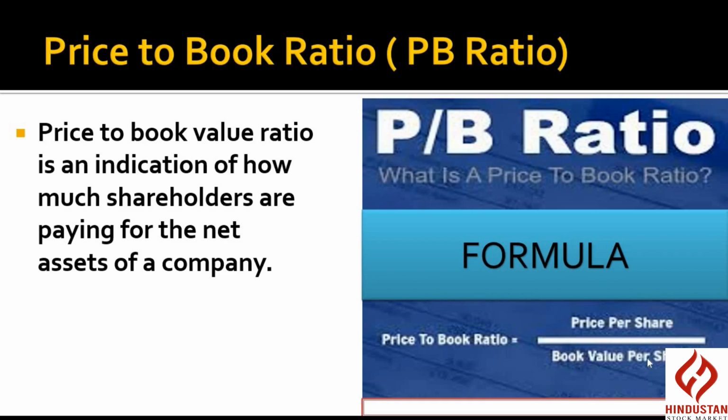See, price to book ratio is an indication of how much shareholders are paying for the net assets of a company. Generally, a lower price to book ratio could mean that the stock is undervalued. However, again the definition of lower varies from industry to industry. There should be an apple to apple comparison while looking at price to book ratio. The price to book ratio of an IT company should be compared only with the price to book ratio of another IT company, not any other industry, right?